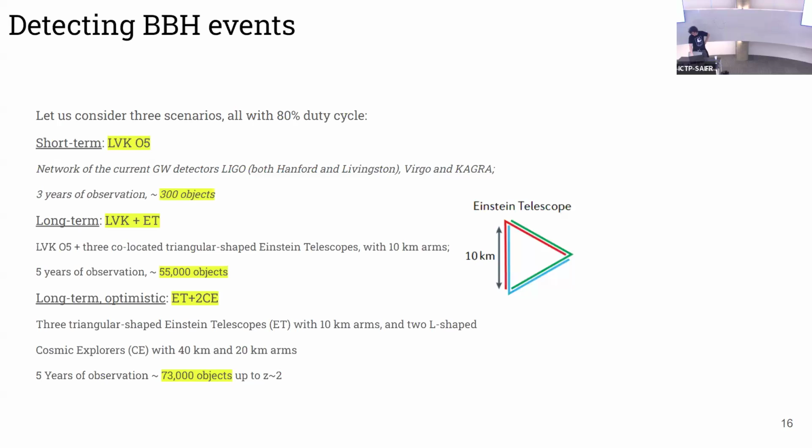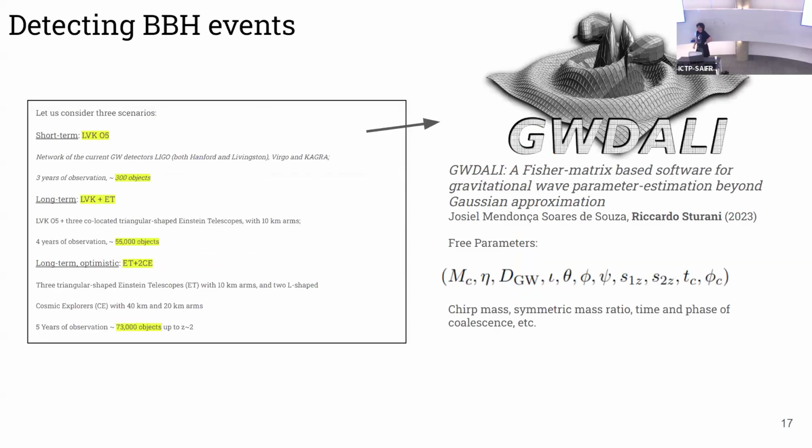So we feed them these scenarios to GW-DALI, which is a software developed by Riccardo Storani right here. Actually, Josiel. And Josiel also. It's mostly used. So they let many free parameters, and then, given the sensitivities and the positions of each detector, they can give us estimates, for example, the chirp mass, and most importantly for us, the luminosity distances of these events, and the position.